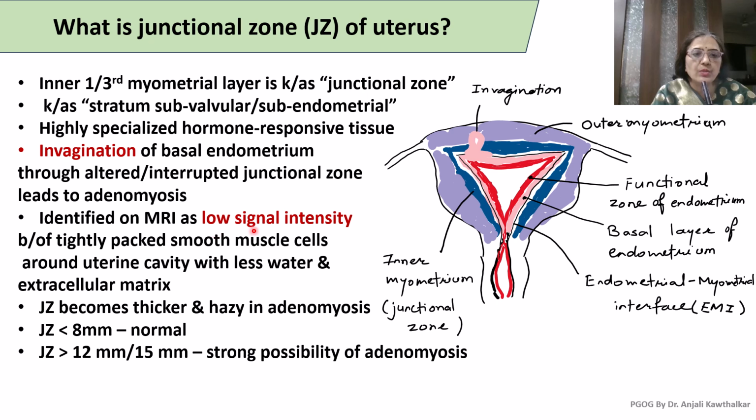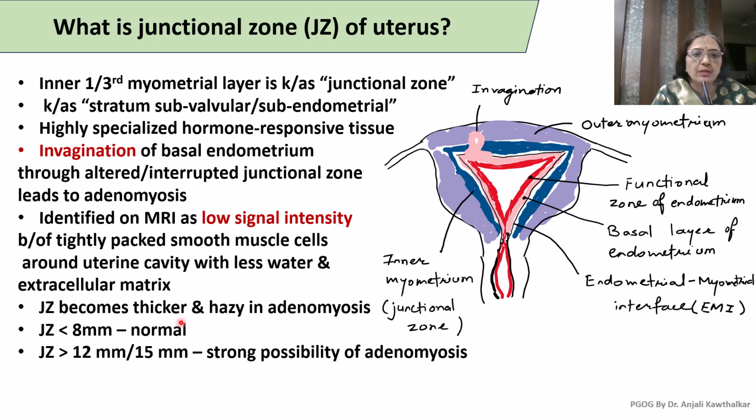It is seen as a low signal intensity because of the tightly packed smooth muscle cells which are present around the uterine cavity with less water and extracellular matrix. So it is slightly different structurally as compared to the outer two-third of myometrium, this junctional zone. It has tightly packed smooth muscle cells and with less water and less extracellular matrix as compared to the outer two-third of the myometrium.